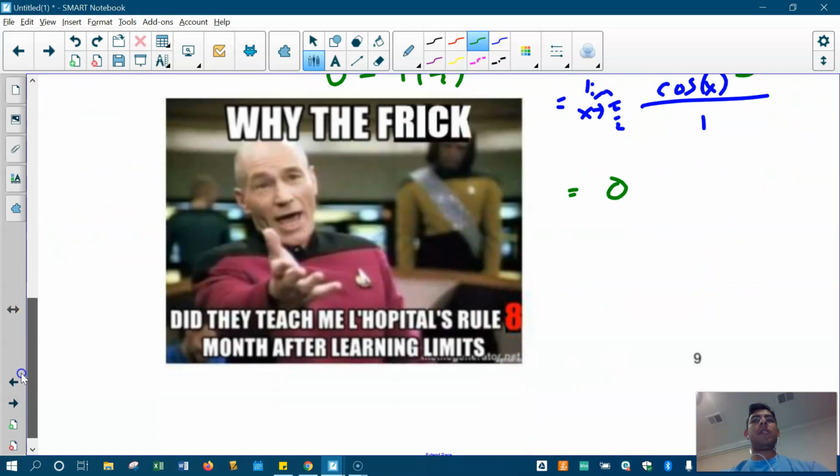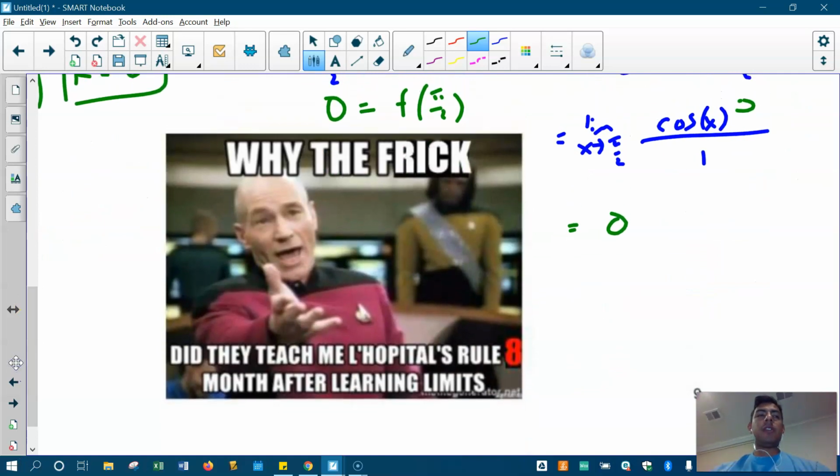Oh, make sure you read that bottom part. It's funny. We do really wait till the end to teach you L'Hopital's Rule, but it's kind of a gift.